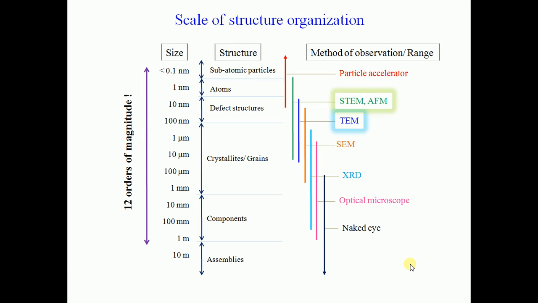So in order to really observe and visualize these matters, you need different types of tools or techniques. For example, with the naked eye, we can see material of the order of roughly 100 micrometers. If you want to see an object whose size is less than 100 micrometers, you need to go to the optical microscope, where optical lenses are used and a magnified image of the material is seen.